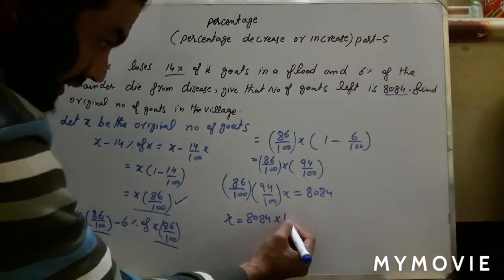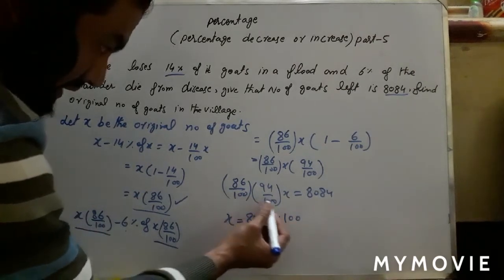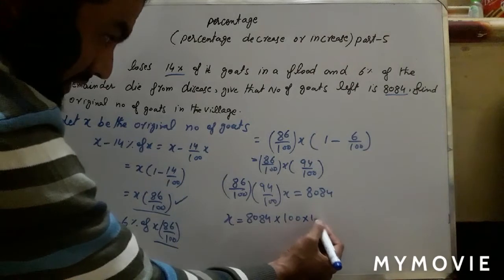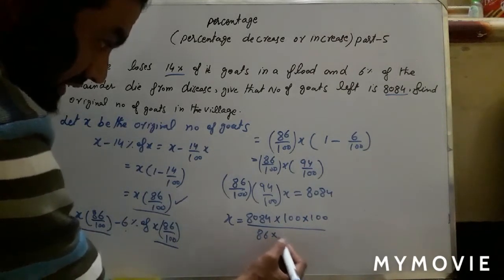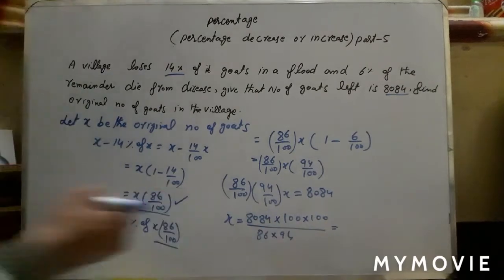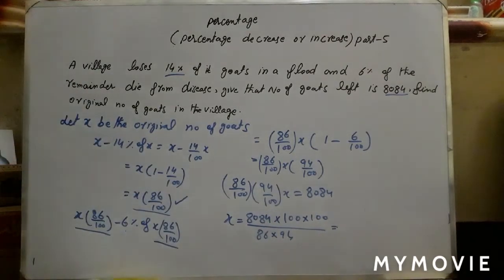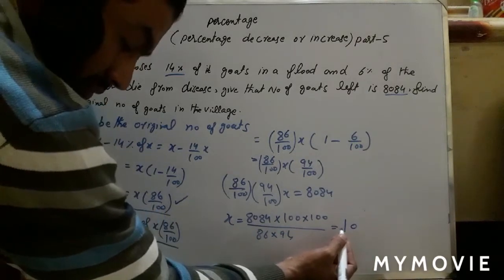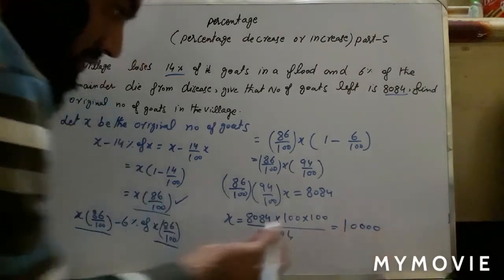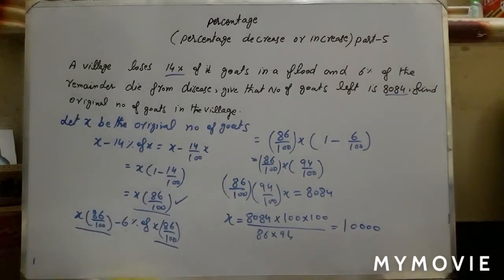8084 multiplied by 100, because it is in the denominator, so use the cross multiplication method, with 86 and 94. And when you cancel these values, your answer is 10000. That's your answer. That's the end of my lecture.